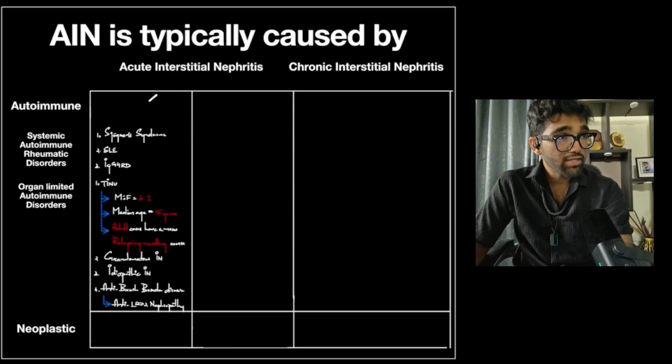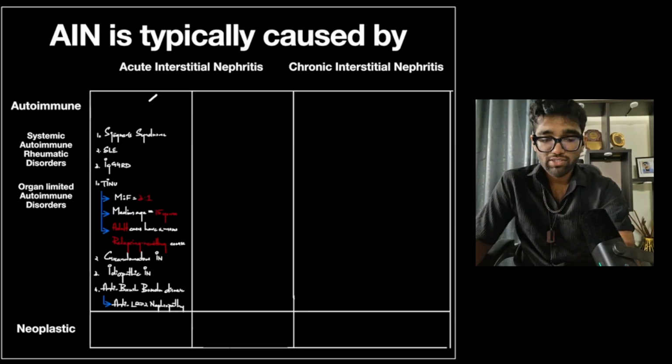Now, among organ limited disorders, we have the organ limited variants of these systemic diseases that are primarily causing interstitial nephritis.